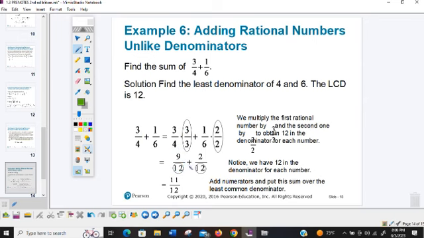To make a 6 into a 12, you have to multiply by 2. So you have to multiply the top and bottom by 2. 1 times 2 is 2. 6 times 2 is 12. Now that we have a common denominator, we can add. 9 plus 2 is 11, and our answer would be 11/12, which will not reduce.